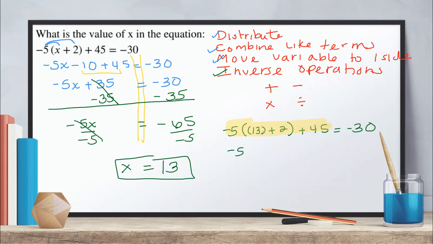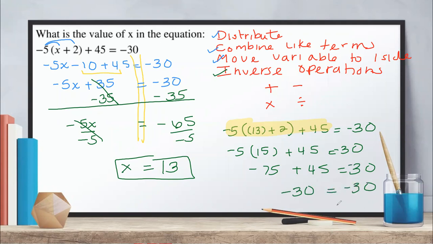So -5, cool. -5 times 13 plus 2 is 15, plus 45. Again, this step that I'm doing, you don't have to do this. You can just put what I highlighted in yellow in decimals to check your work. And then you have -5 times 15. So -5 times 15. Oops, sorry. Is -75 plus 45, and we're trying to see if that equals -30. And it does. -75 plus 45 is equal to -30. And -30 equals -30. So we know we're right.